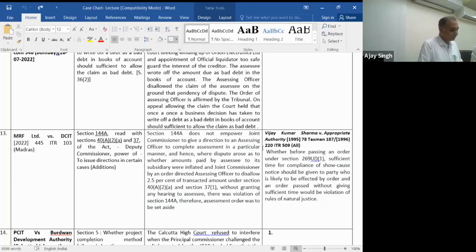So here the Joint Commissioner had directed the assessing officer to disallow 2.5% of the transaction amount under section 48(2)(a) and section 37(1) without granting any hearing to the SSC, and there was a violation of section 144A, and therefore the assessment order was set aside. So this provision, section 144A, one needs to keep in mind. Many times the SSC can also invoke this, as I read, that he can exercise it on his own motion or on reference by the assessing officer or on the application of the SSC also.